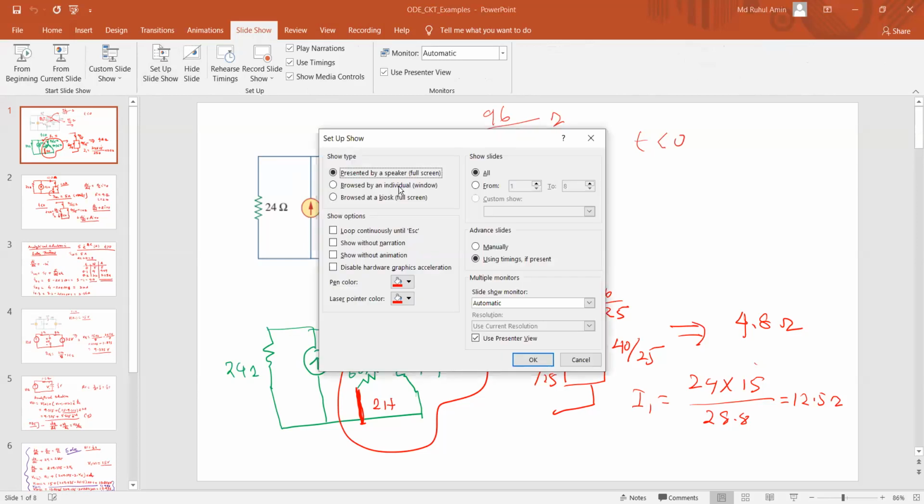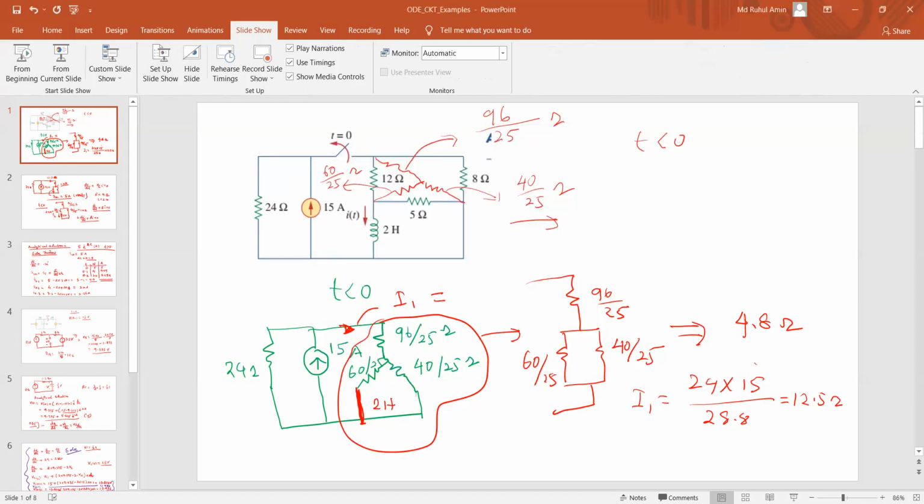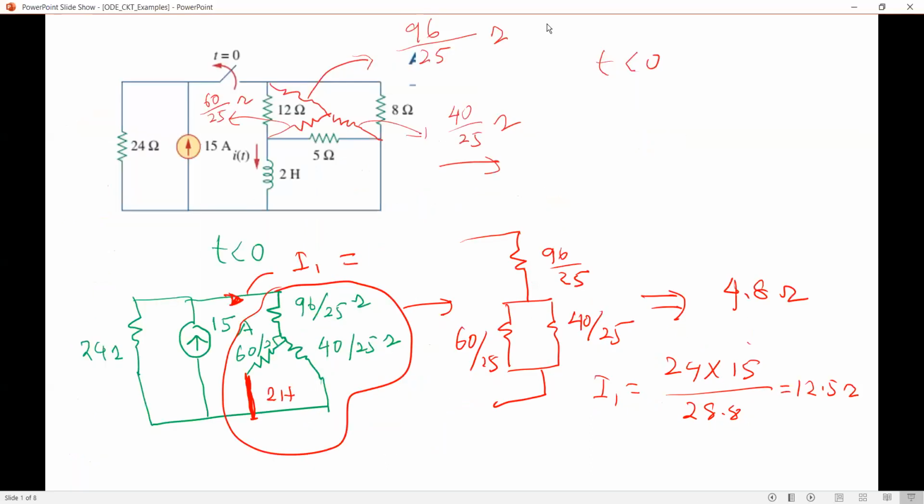Because if we do not use individual window, then it will be a big problem for us to show. Okay, now it is visible to you, I hope. Respond, please. Can you see it? Yes, sir.